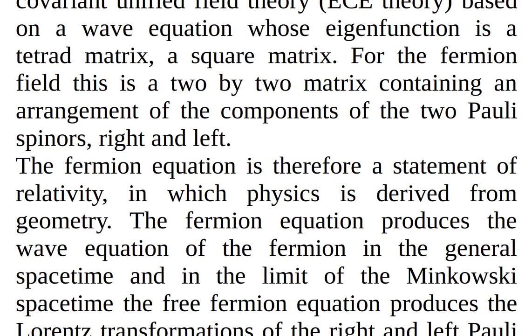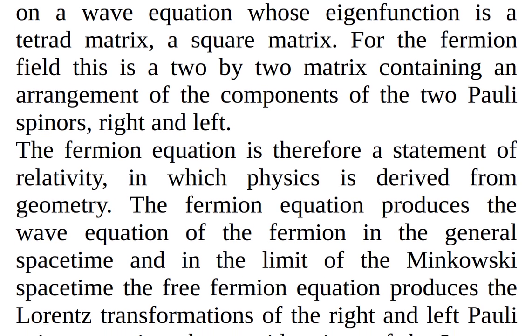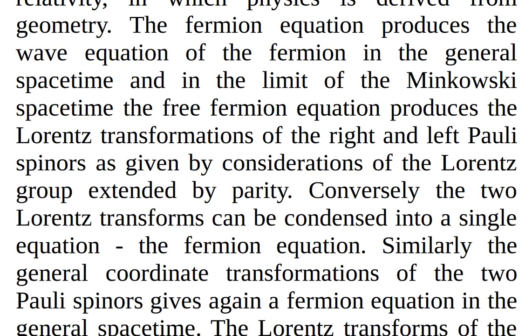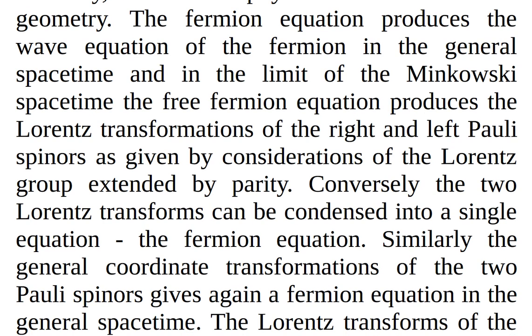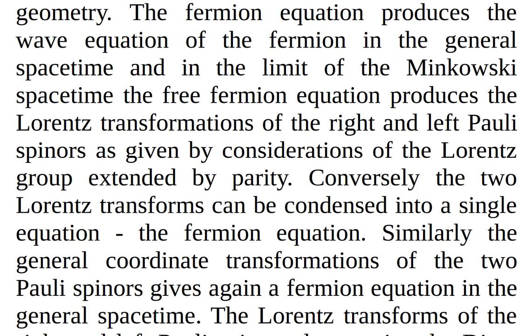The Fermion equation produces the wave equation of the fermion in the general spacetime, and in the limit of the Minkowski spacetime, the free fermion equation produces the Lorentz transformations of the right and left Pauli spinors, as given by considerations of the Lorentz group extended by parity. Conversely, the two Lorentz transforms can be condensed into a single equation, the Fermion equation. Similarly, the general coordinate transformations of the two Pauli spinors gives again a fermion equation in the general spacetime.